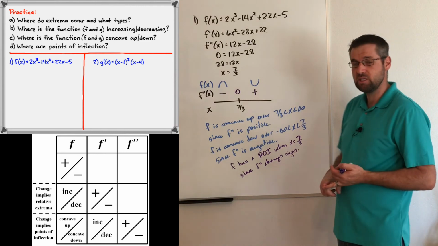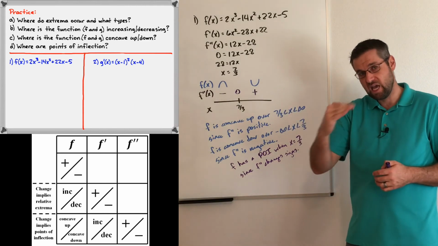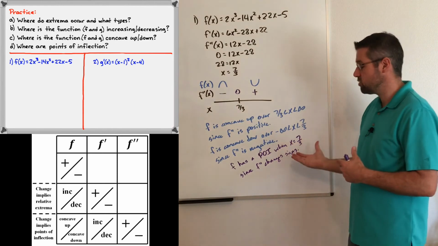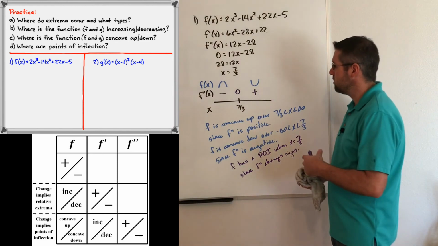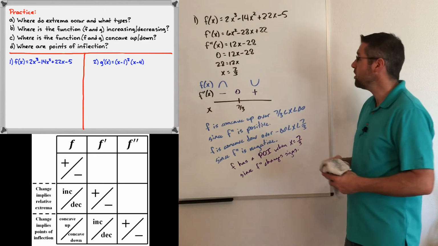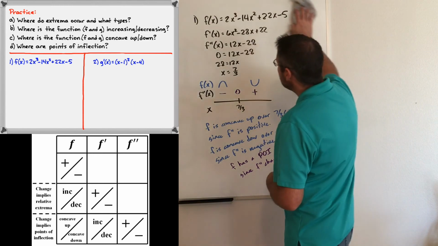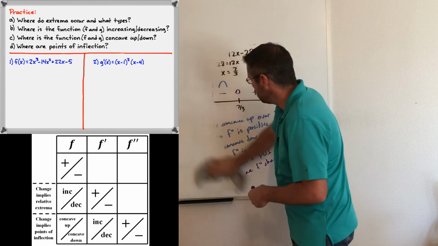We know when it's increasing, decreasing. We know when it's concave up and concave down. We know when there's points of inflection. So calculus actually helps us determine the look of a graph pretty nicely. Okay? So now let's take a look at question number 2.